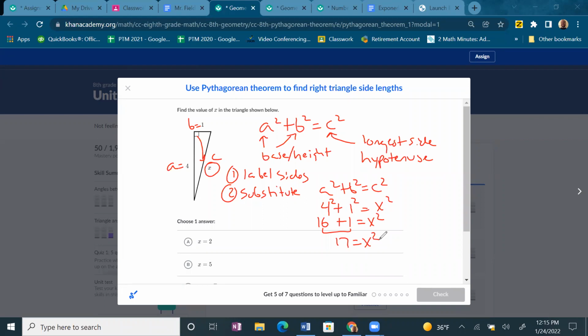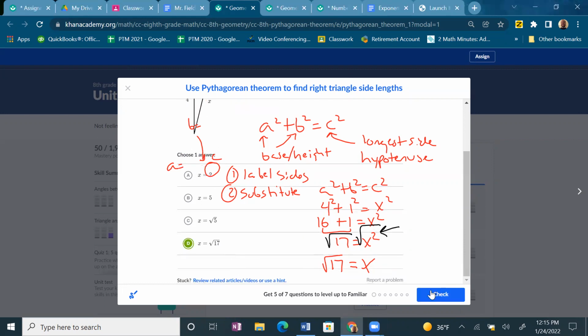Now, do not divide by 2 to get rid of the square. Many people love to do that, but it's wrong, because the inverse operation of this square is not dividing by 2. It is this thing. Do you remember that? You should have seen that in last week's interleaved assignment, the square root. We want to square root both sides. So the answer is the square root of 17. Let's see if that's here somewhere. Aha, there it is, square root of 17.